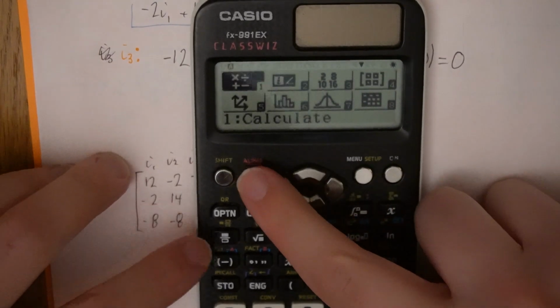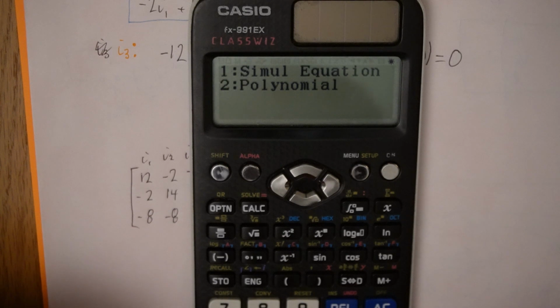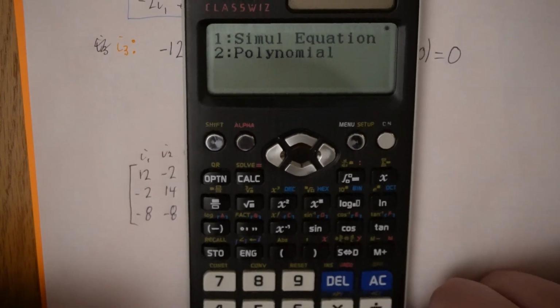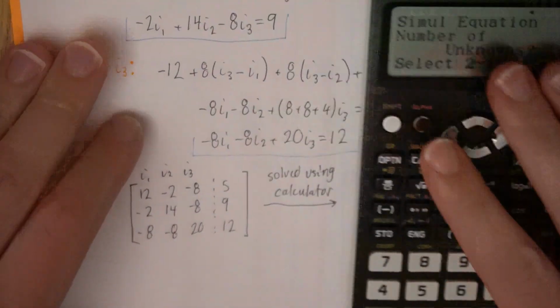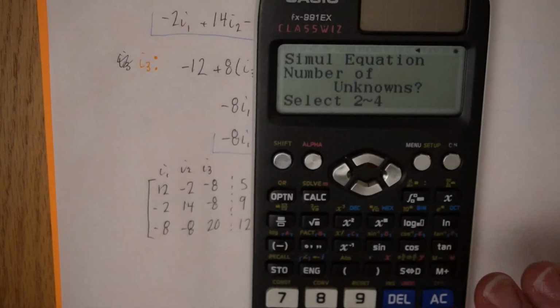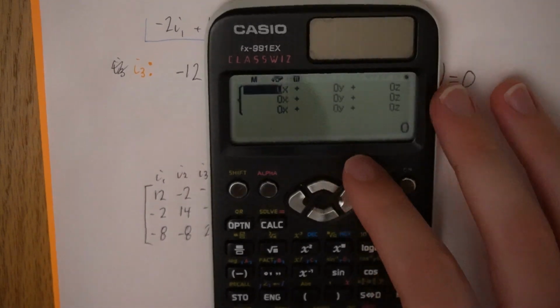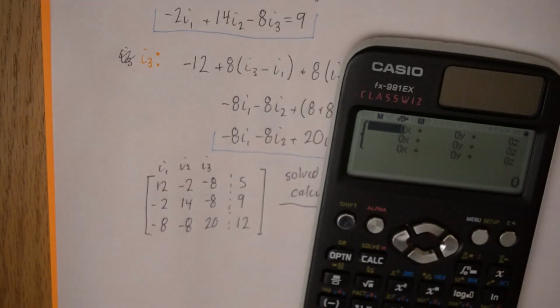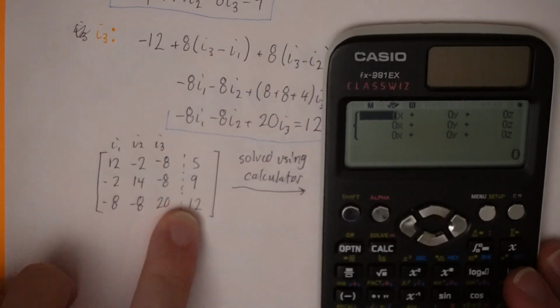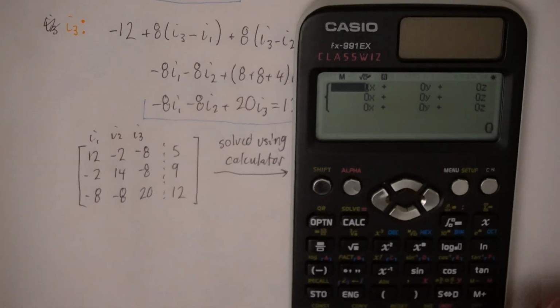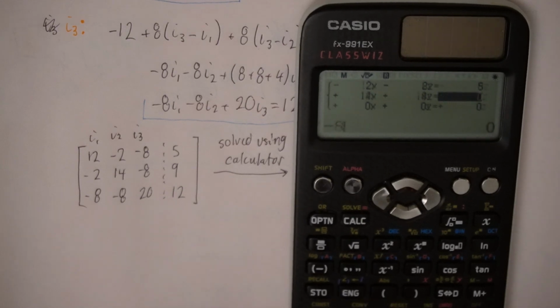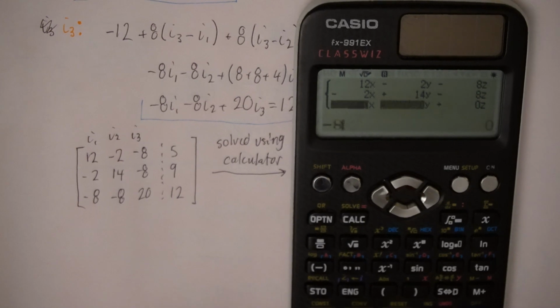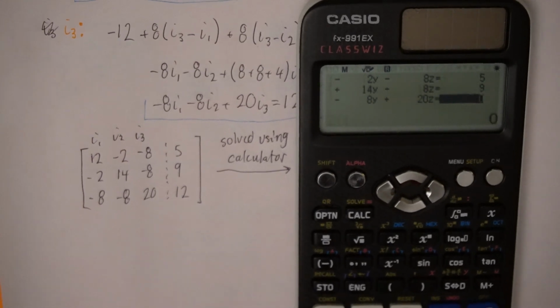I have a menu, alpha A. I go for simultaneous equations, enter 1. How many unknowns do I have? I have 3. So under 3. And now this calculator adds an X, Y, Z, an equal sign. It doesn't really matter. I just enter the coefficients as I have them in my matrix. So 12, minus 2, minus 8, 5; minus 2, 14, minus 8, 9; minus 8, minus 8, 20, and 12.